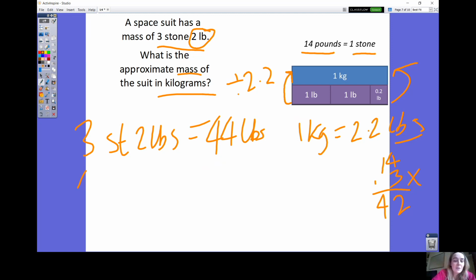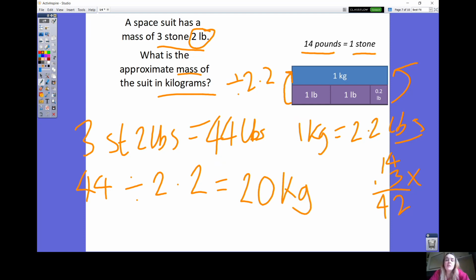So to work out what it is in kilograms, you're going to have to do 44 divided by 2.2. Now, I know straight away in my head that 44 divided by 22 is 2. So you know it's got to be 2 something. So 44 divided by 22 is 2, but divided by 2.2, you have to do the opposite. You have to multiply the answer by 10. So 44 divided by 2.2 is equal to 20 kg, okay? So the approximate mass of a suit in kilograms is equal to 20 kilograms, and that's your answer.